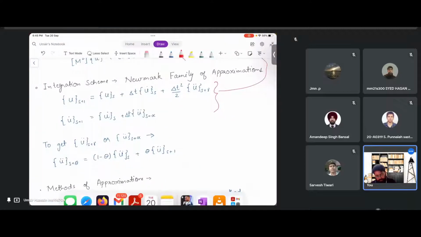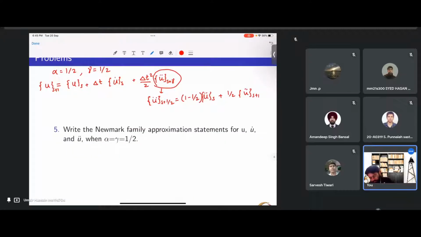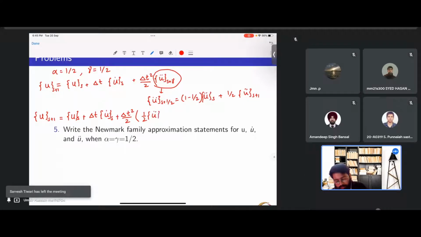Sorry. So we can approximate u_{s+1} as u_s plus delta t u dot s plus delta t squared by 2 times half of u double dot s plus half of u double dot s plus 1.